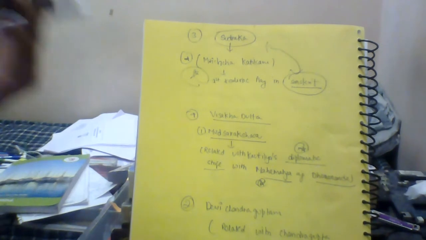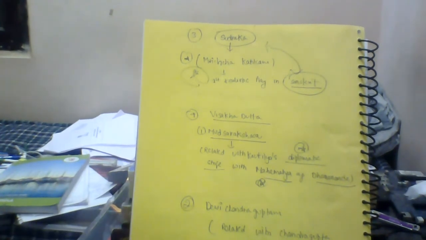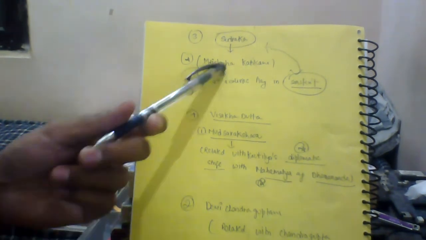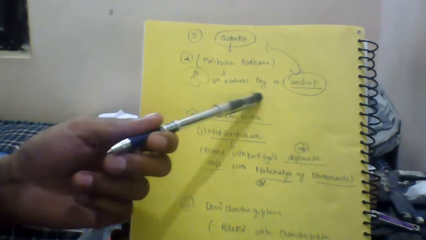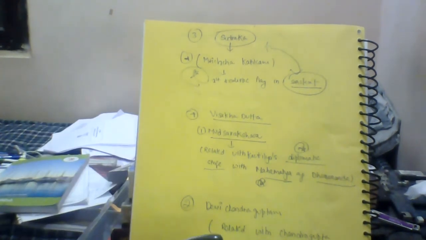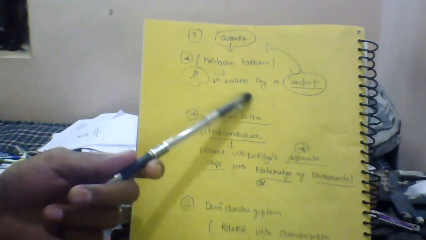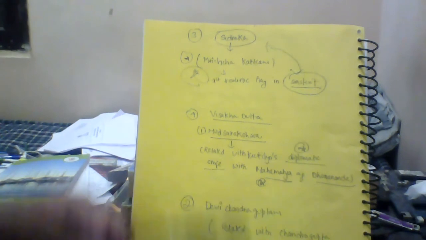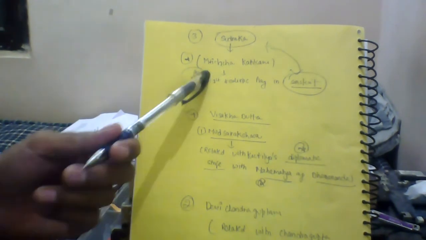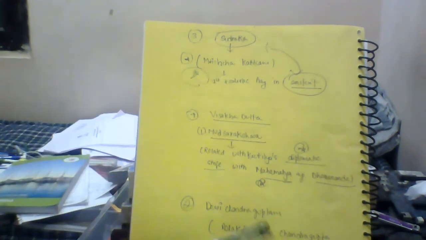Then comes Siddhartha. He was the third one, famous at that time. So he wrote Mirchya Katikam, and it is the first realistic play in Sanskrit. As you can see, Sanskrit was very popular at that time. So this might also be a question: who wrote the first realistic play in Sanskrit and what was its name? Its name was Mirchya Katikam, and it was written by Shudraka.